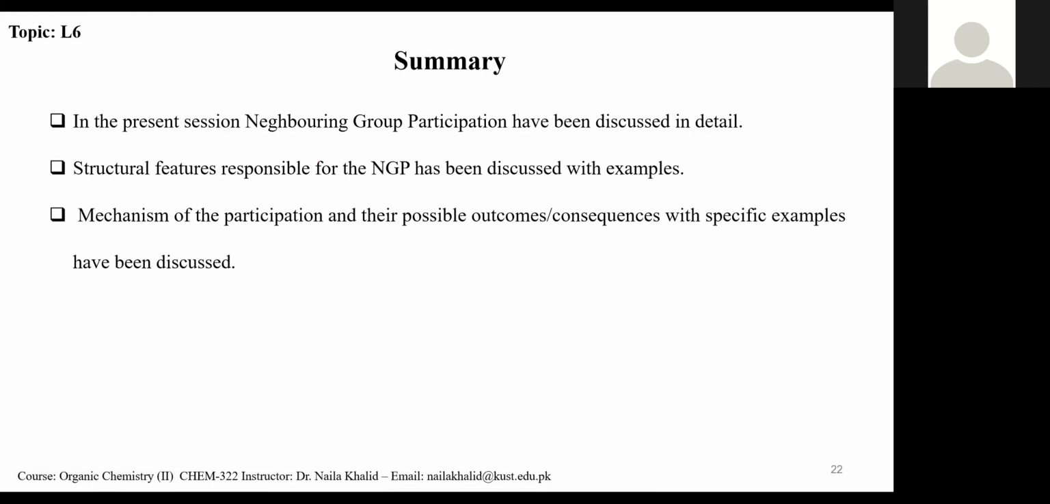So in the present session, we have discussed the neighboring group participation, its consequences, and some structural features responsible for the neighboring group participation and the mechanisms which are involved during this participation. So this is the end of the lecture.